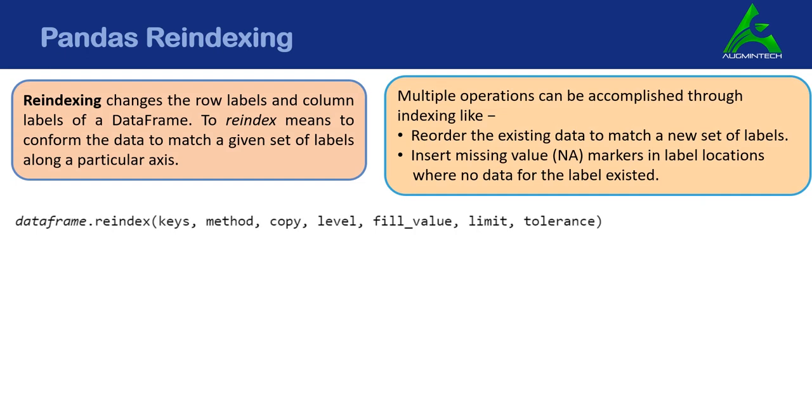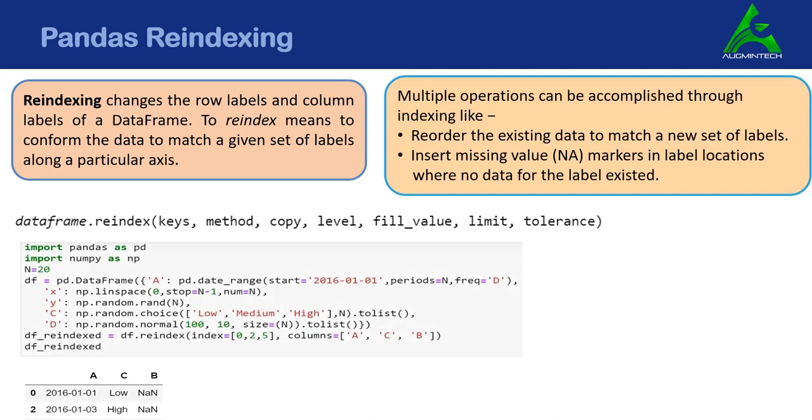Now let's have a look at the syntax. The syntax is DataFrame.reindex, and it could take parameters like keys, method, copy, level, fill_value, limit, and tolerance. So we first import pandas as pd and numpy as np, and then specify a variable, and then we create a data frame, and then we create columns inside the data frame, and then we can create a new data frame by reindexing on this existing one, specifying the new index.